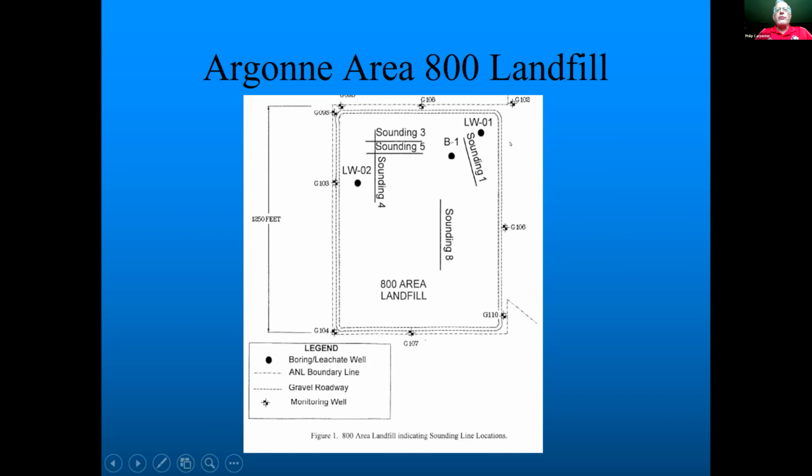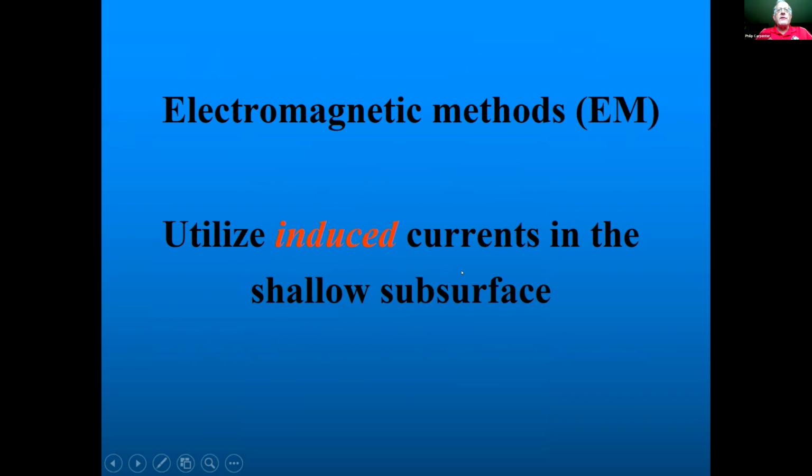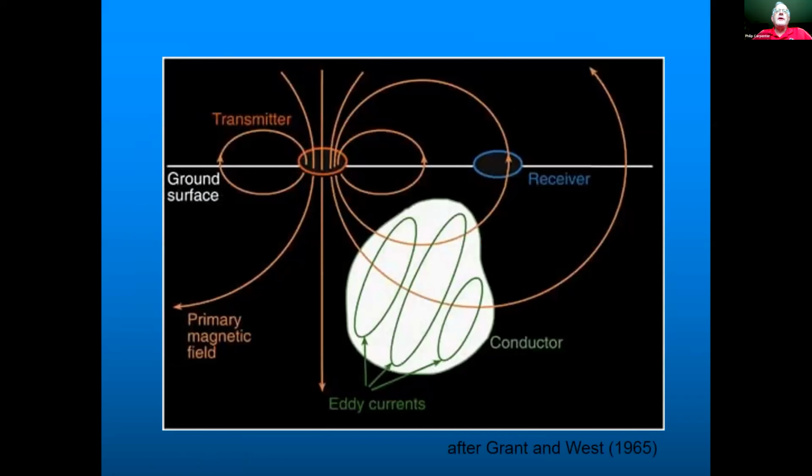There's also a bunch of wells around this perimeter here that we looked at to try to compare our results. So let's see. We did electromagnetics at this site. EM involves a transmitter and a receiver. So you've got two loops, two coils, literally.